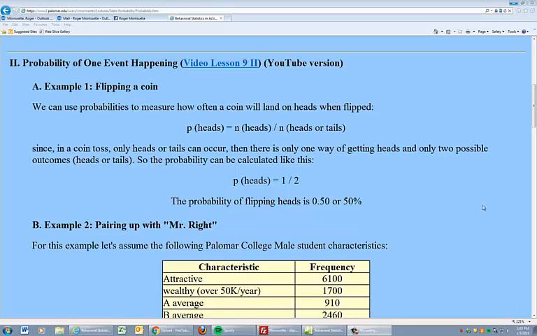So as you can see from this lesson, P, the probability of flipping heads is 1 over 2, or 0.5 as a proportion, 50% as a percentage.